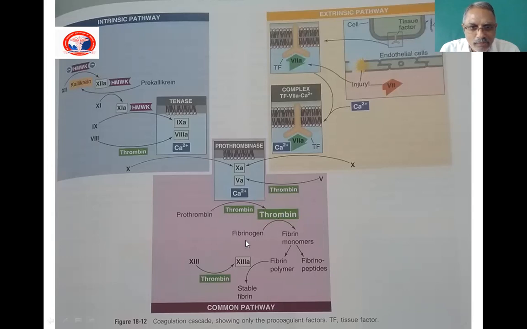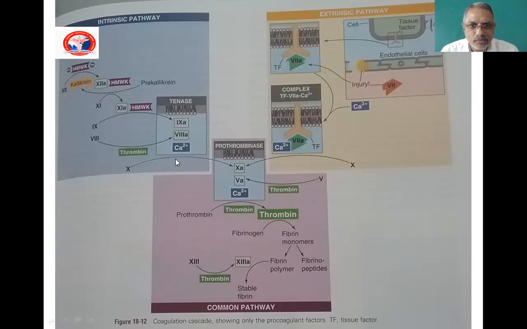And this thrombin converts fibrinogen to fibrin monomers. Thrombin also acts on fibrin stabilizing factor, converting it to activated fibrin stabilizing factor, leading to formation of stable fibrin, which converts the temporary hemostatic plug to a permanent hemostatic plug. This is the common pathway.